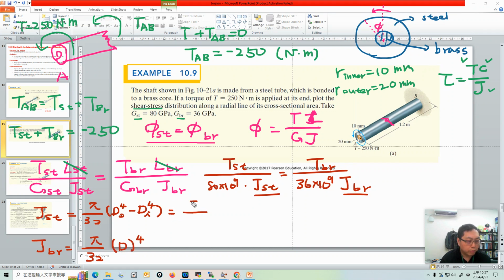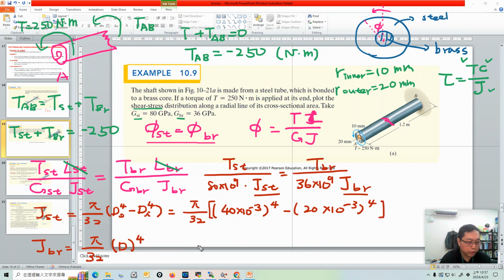So let's put everything in there. D out: because it gives you the radius but I prefer to use the diameter, you have times 2, so it's 40. So it's 40 times 10 to the power minus 3, to the power 4, minus 20 times 10 to the power minus 3, to the power 4.